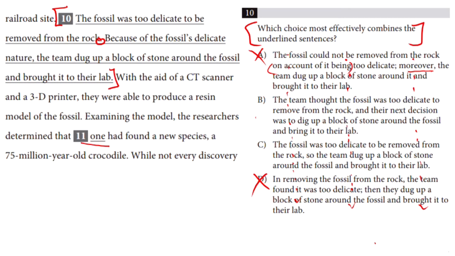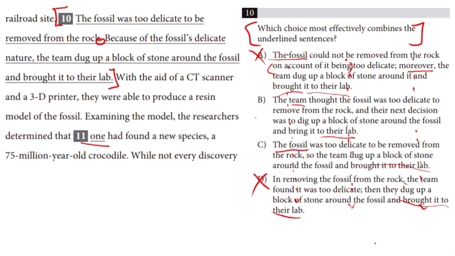We might notice, for example, that A and C both begin with the phrase "the fossil." B also begins with "the," but then it's "the team." D begins with something totally different. It has "the team" later on and so on. That in itself maybe isn't that interesting, but that's the kind of thing the vertical scan can help to bring up. And it does indicate here that this phrase, "brought it to their lab," is the same in every answer choice.